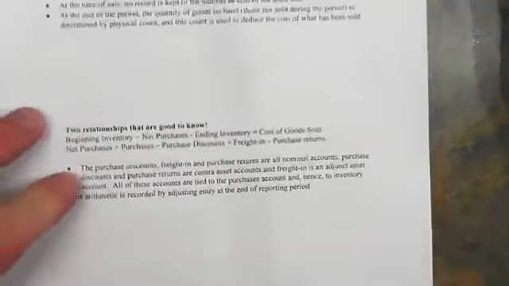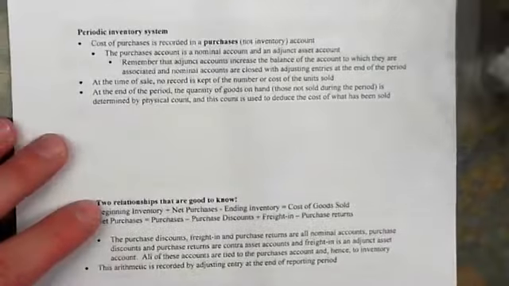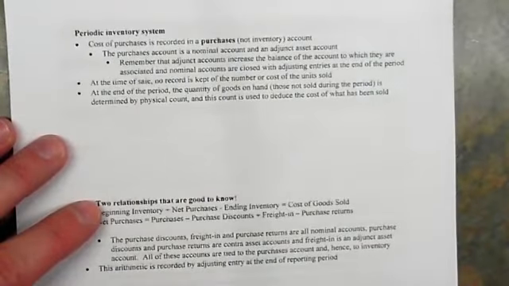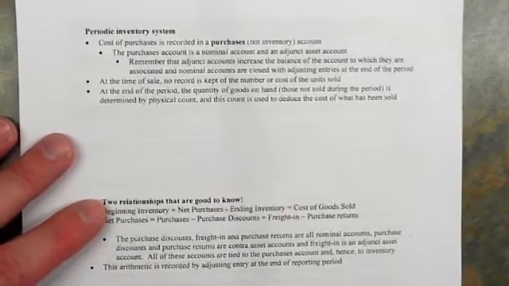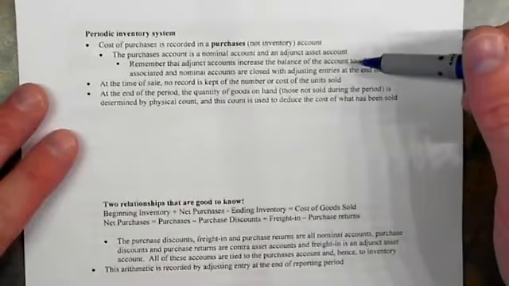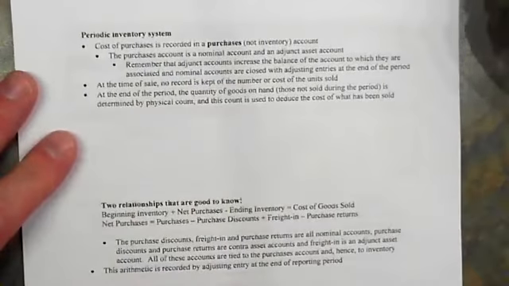A periodic inventory system has a lot of accounts. Instead of actually recording purchases in the inventory account, we record the purchases in a purchases account. The purchases account is a nominal account and an adjunct account.